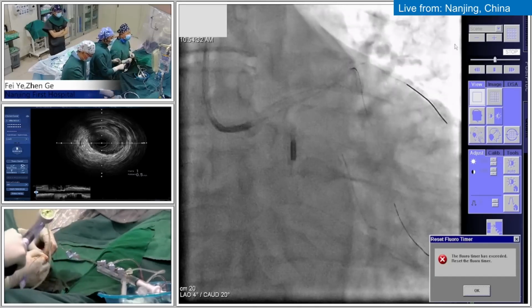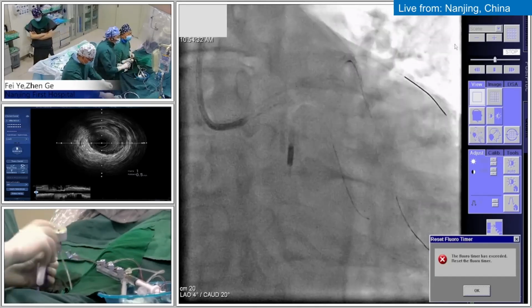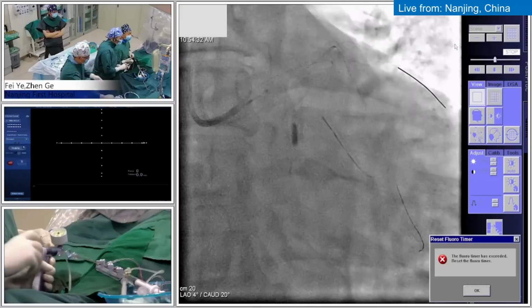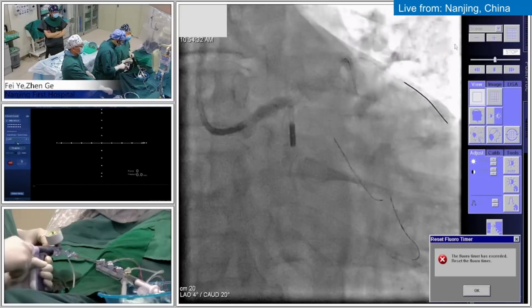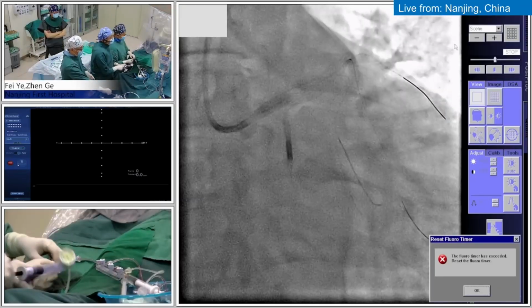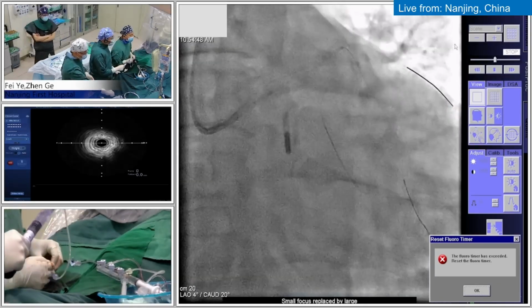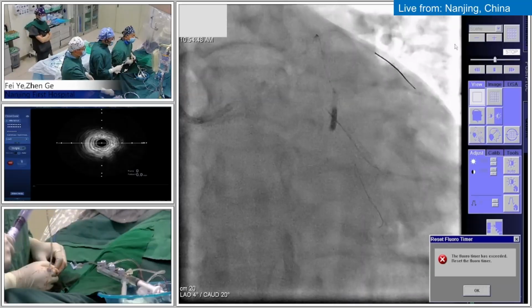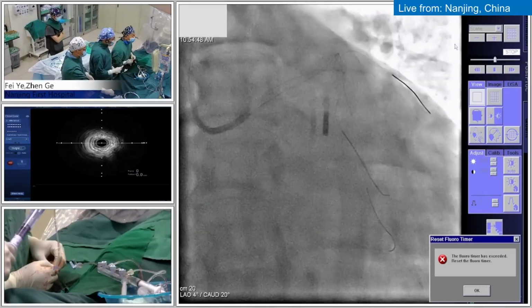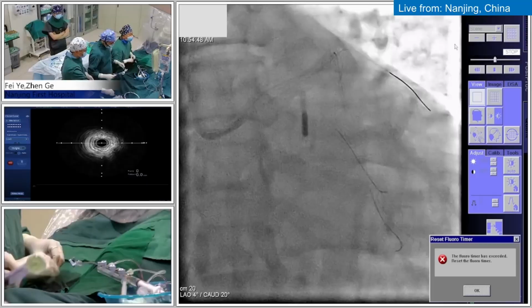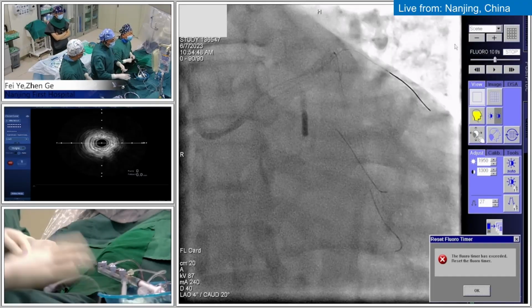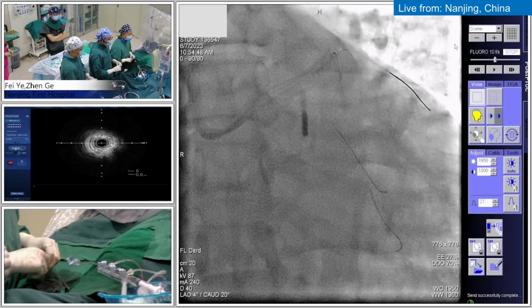Yes, Dr. Ge, you tell me if you find some problem in the IVUS findings, you will use another stent to cover the stent edge. Probably.